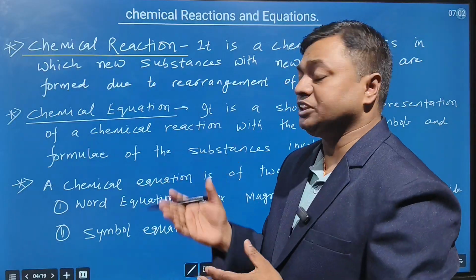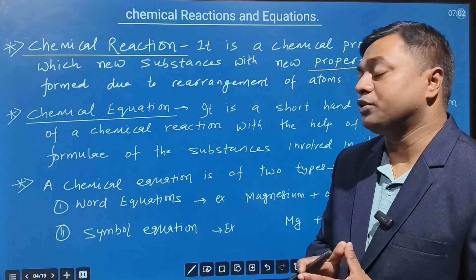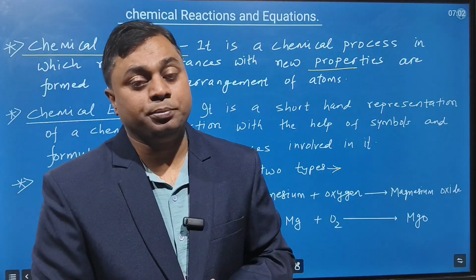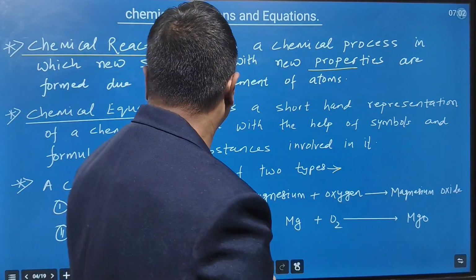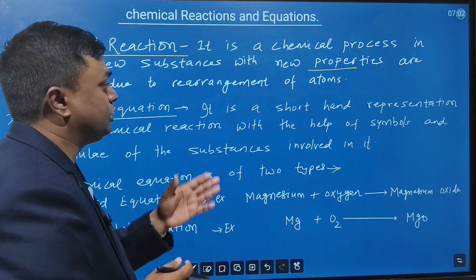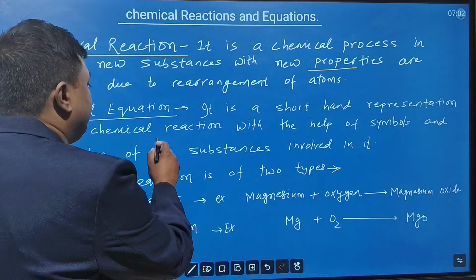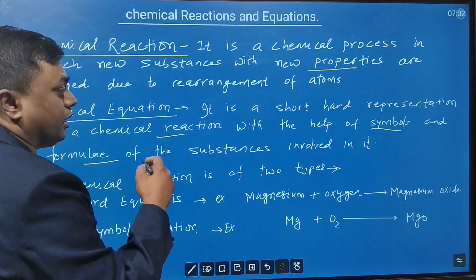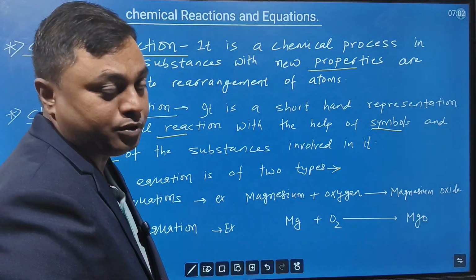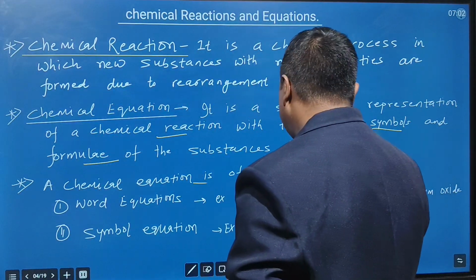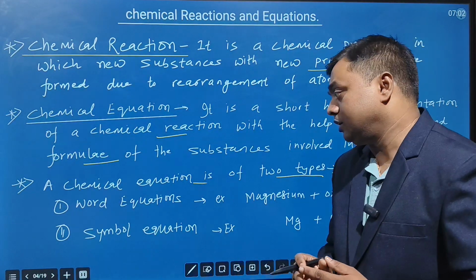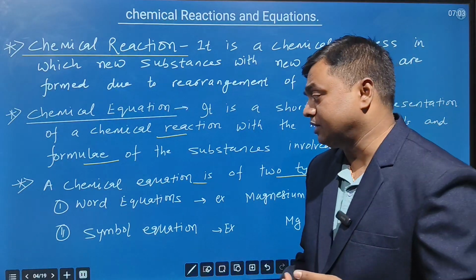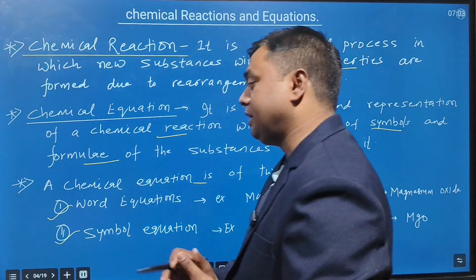A chemical reaction is represented with the help of a chemical equation, where we write the symbols and formulas of the compounds. The definition of a chemical equation is a shorthand representation of a chemical reaction with the help of symbols and formulas of the substances involved in it. A chemical equation can be represented in two ways: word equation and symbol equation.